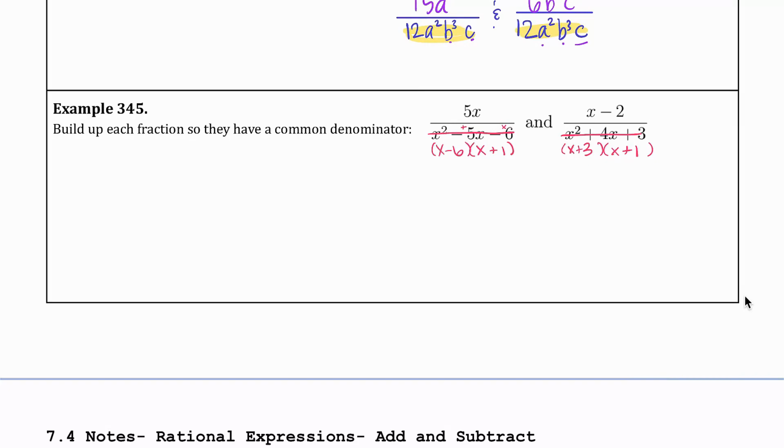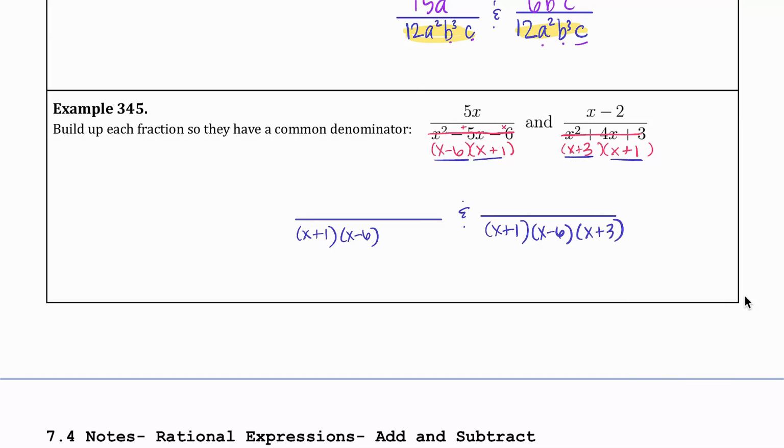All right, so now let's decide. I'm going to draw some big fractions here. Let's decide what factors we need in our common denominator. Well, they both have an x plus 1, so that's definitely one of our factors. This one has an x minus 6, so we need that. This one has an x plus 3, so we also need that. Okay, so our common denominator has 3 parts, 3 binomial factors.